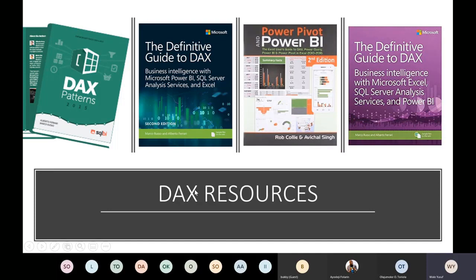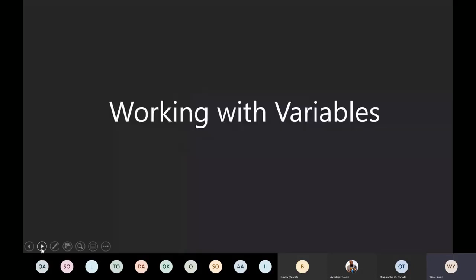So I won't waste time on the agenda. Then I will just mention some resources you can make use of. When I was trying to learn DAX, these are the kind of books I can recommend. I read Power Pivot and Power BI from Rob Collie. And I've also read The Definitive Guide to DAX. So you can just lay your hands on all these resources and make sure you read them. And I'm sure by the time you finish the last one to the right, The Definitive Guide to DAX, you should be a guru in DAX, right?